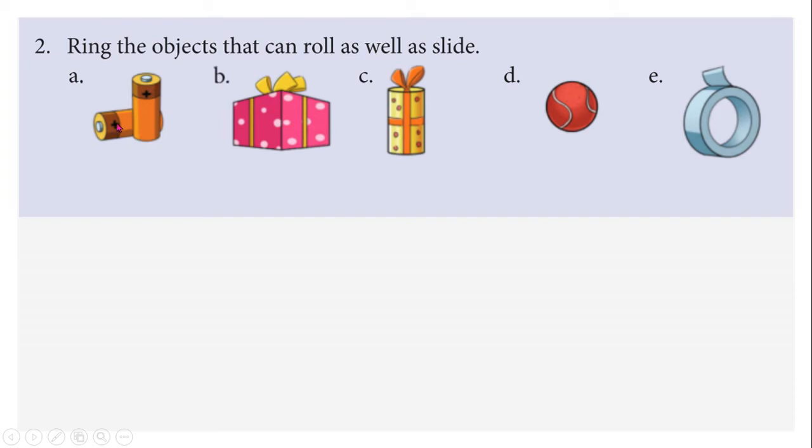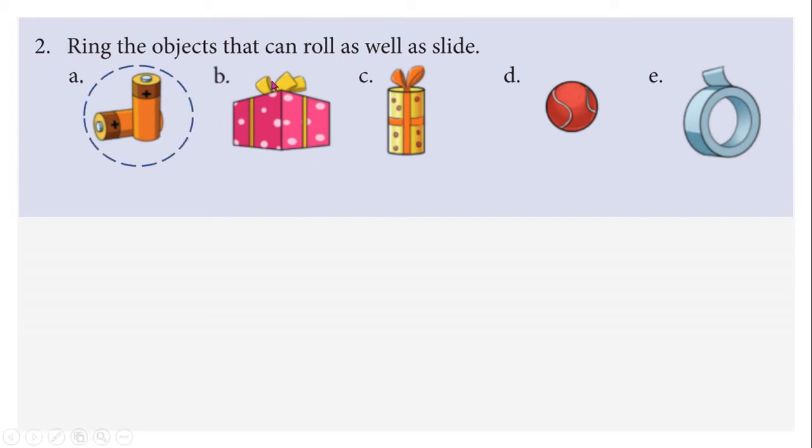So this is the picture of cells. The cells can have both. You can see here one of the cells is standing on its base and the other is on its body. So this can roll and this can slide. Therefore, ring the objects that can roll as well as slide. The object in A, the cell, can have both rolling and sliding motion. So we'll ring this object like this.